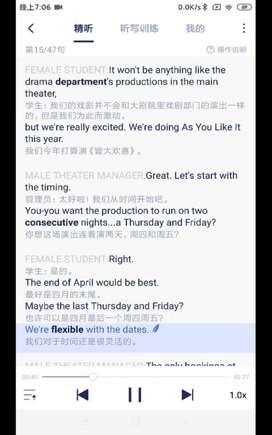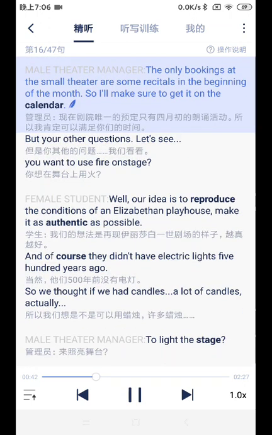We're flexible with the dates. The only bookings at the small theater are some recitals in the beginning of the month, so I'll make sure to get it on the calendar. But your other questions, let's see. You want to use fire on stage?